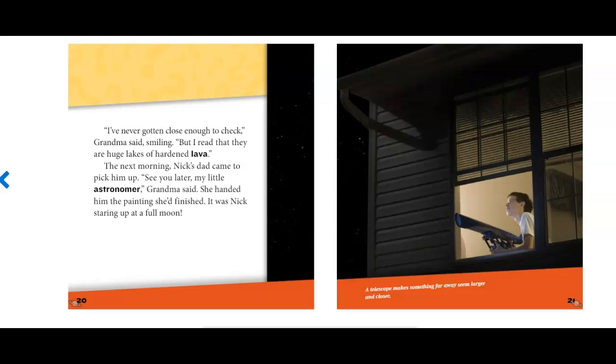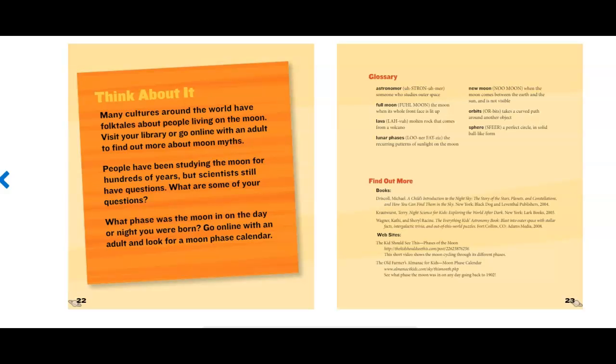The next morning, Nick's dad came to pick him up. "See you later, my little astronomer," Grandma said. She handed him the painting she'd finished. It was Nick staring up at a full moon. A telescope makes something far away seem large and closer. And again, you see the glossary that has all of our vocabulary words: astronomer, full moon, lava, lunar phases, new moon, orbits, and sphere.